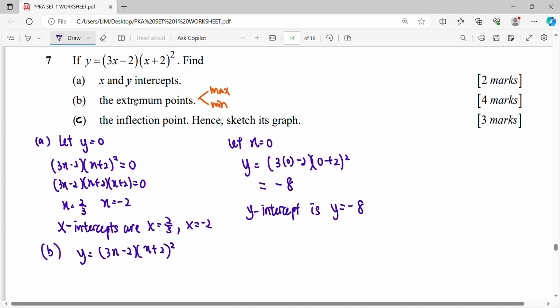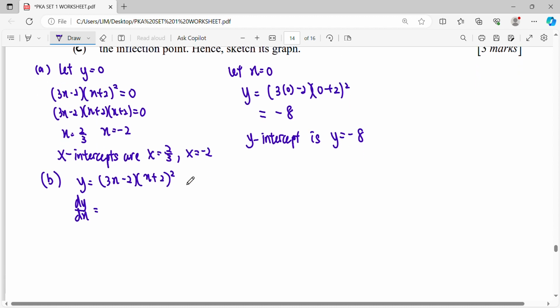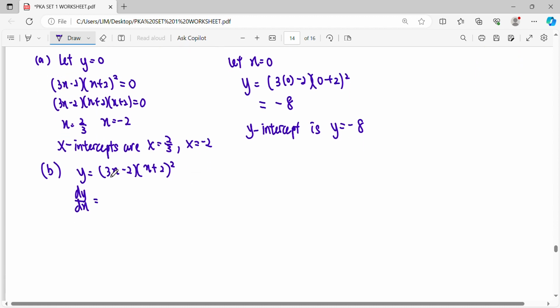So differentiate dy/dx. You differentiate your y with respect to x, you can see your function is in product form. In front here a linear, at the back here also a linear in power, right? So product rule. How to use your product rule? Copy the front, differentiate the back, plus copy the back, differentiate the front.